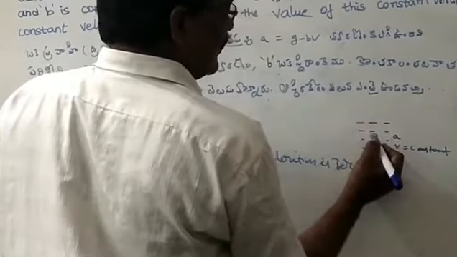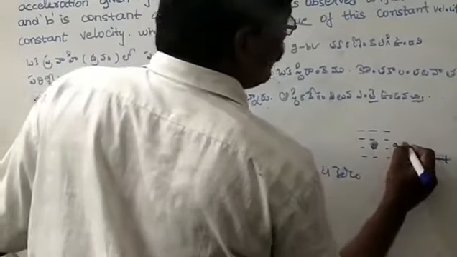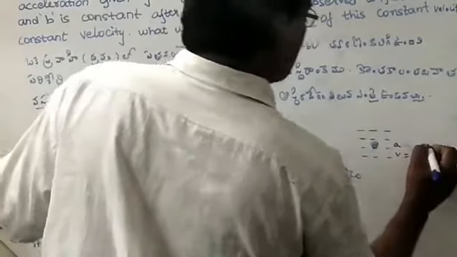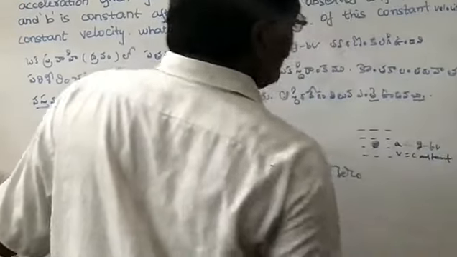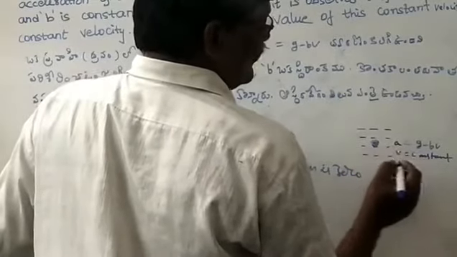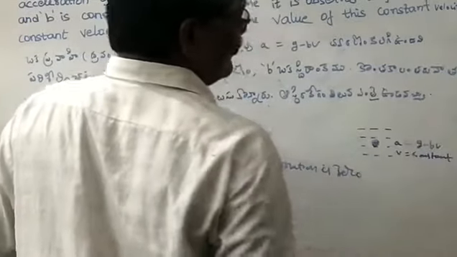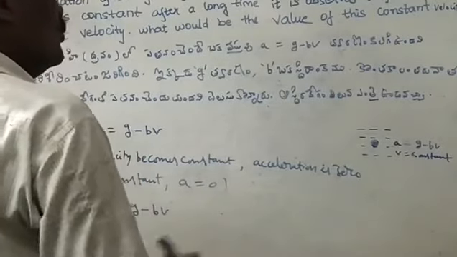Water or any liquid. Okay? Its acceleration A is equal to G minus BV. After some time it acquires velocity V. It is constant. At constant velocity, acceleration is equal to 0.